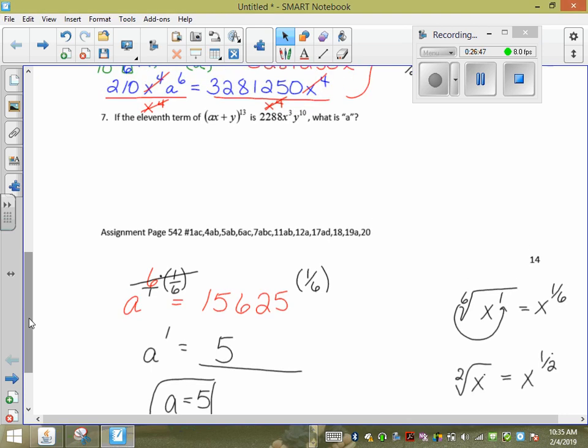I want you guys to try this one. It's even easier than the previous one because of one thing. They even tell you what term it is. So they're giving you K. So try this one out.